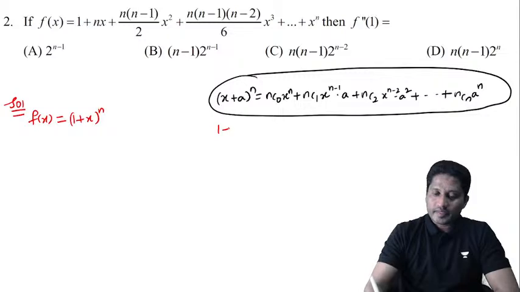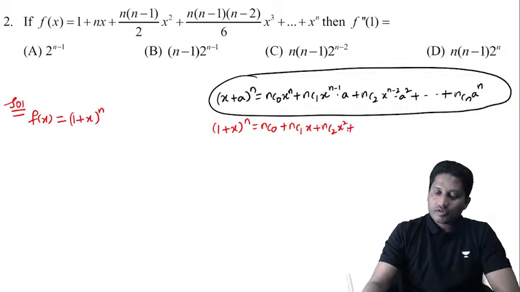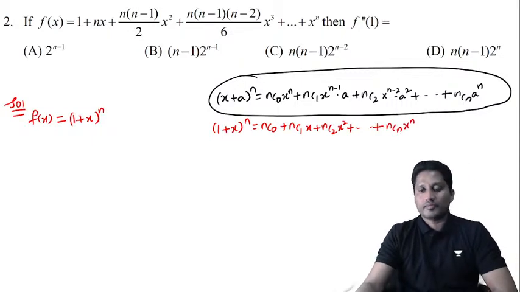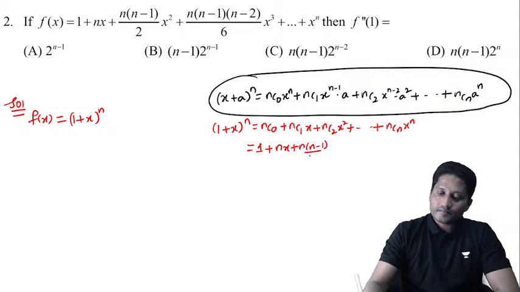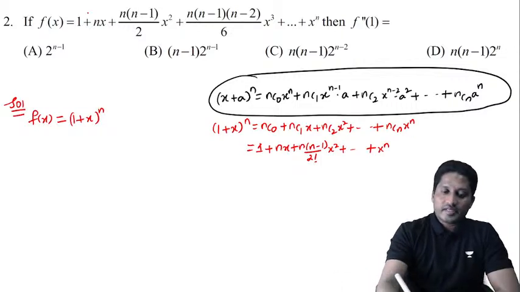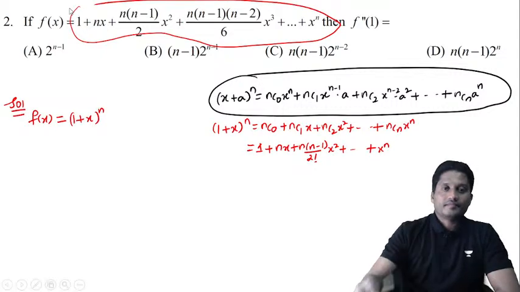what is (1 plus x) whole power n now? (1 plus x) whole power n is equal to nc0 times 1, nc1 times 1 into a, that is x. Similarly nc2 into x square, and so on up to ncn x to the power of n. nc0 is 1, right? nc1 is n, nc2 is n into n minus 1 by 2 factorial, and so on. ncn is 1, so this is x to the power of n. So this is an expansion of (1 plus x) whole power n.